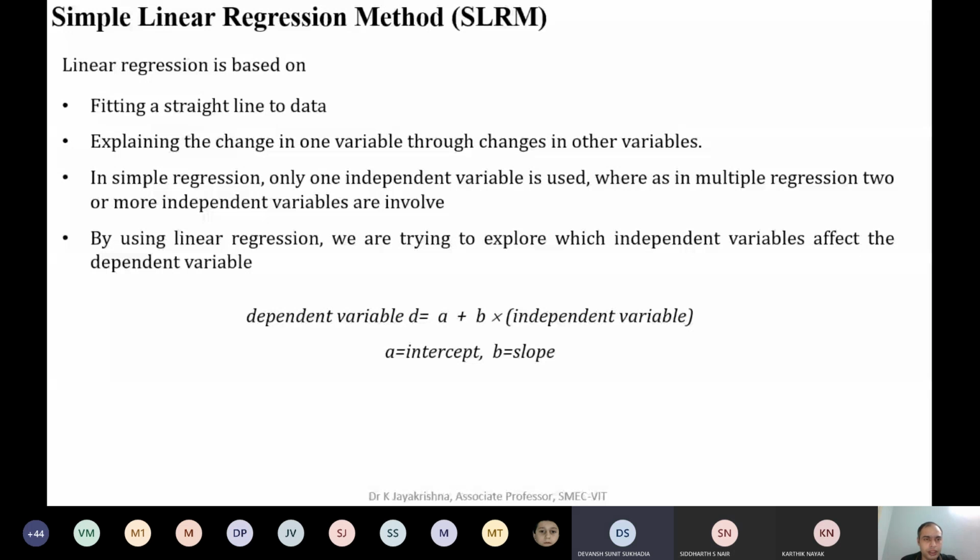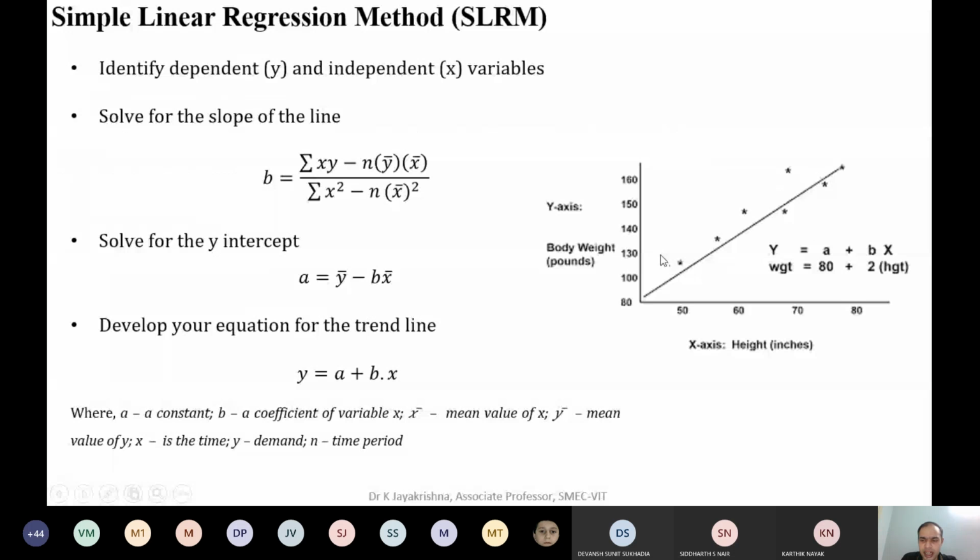Okay, so next, look at the graph. It's being plotted as body weight versus height. So here the y-axis I have is equal to a plus bx. And we have to find the slope of the curve. b is the slope. In the last problem, I told you b is the slope. So how to find this slope?